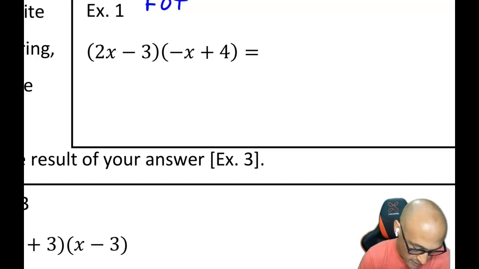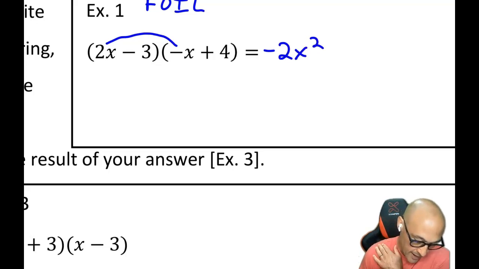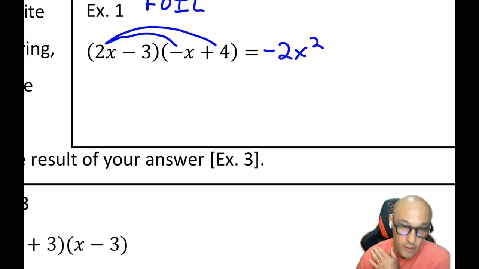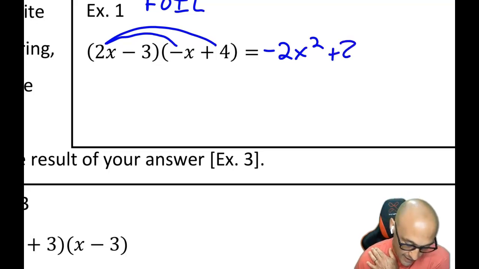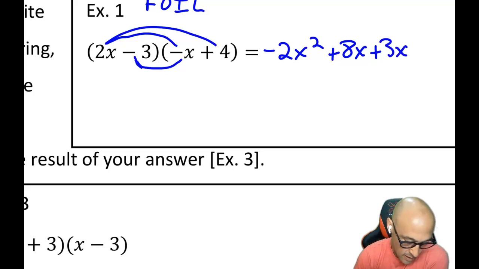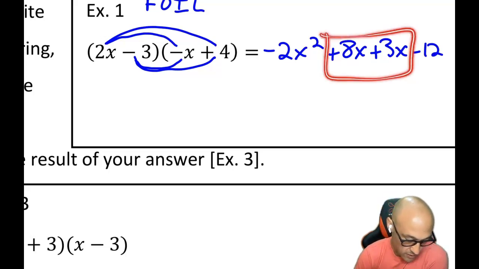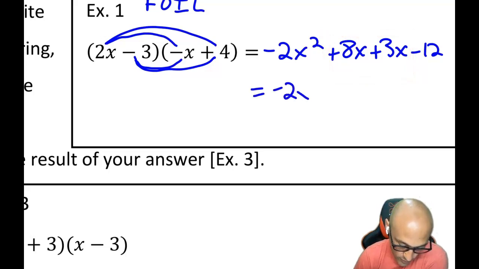Firsts, outers, inners, lasts. Firsts, 2x times negative x is negative 2x squared. Outers, 2x times 4 is plus 8x. Inners, negative 3 times negative x is positive 3x. Lasts, negative 3 times positive 4 is negative 12. And now we can combine our x terms there, and that's going to be negative 2x squared plus 11x minus 12.